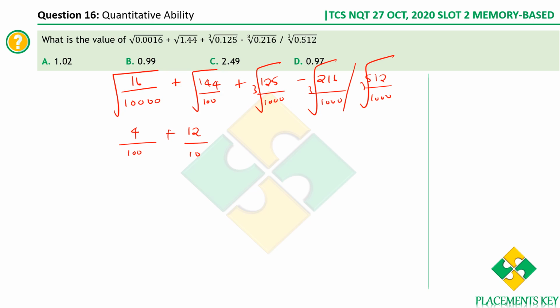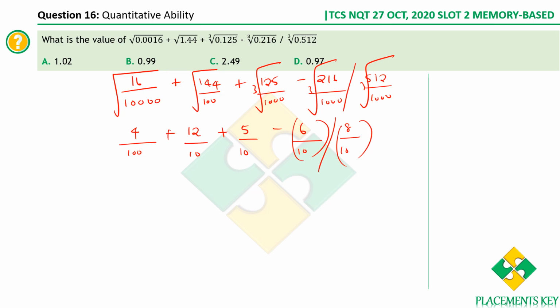Square root of 100 is 10, plus, sorry, cube root of 125 is 5. Cube root of 1000 is 10, minus cube root of 216 is 6. Cube root of 1000 is 10. This value divided by cube root of 512 is 8. Cube root of 1000 is 10. This is what we have.